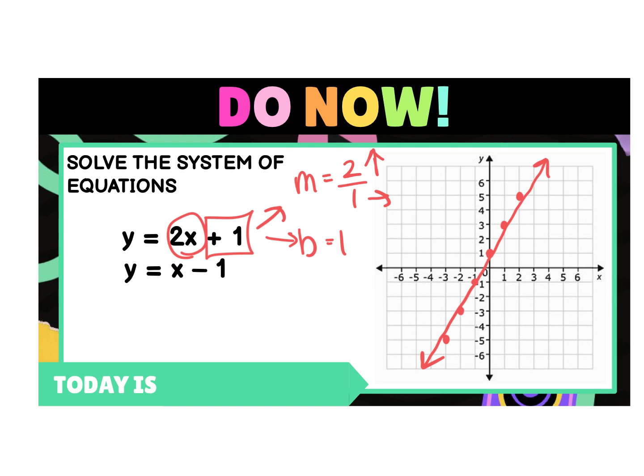Again, the Regents is going to take off points if you don't use a straight line with a straight ruler. So that's my one line. My other line, again, we're going to find the m and the b. The m, we know there's an invisible 1 in front, so our m is going to be 1 over 1. We know our b is going to be that negative 1 this time.